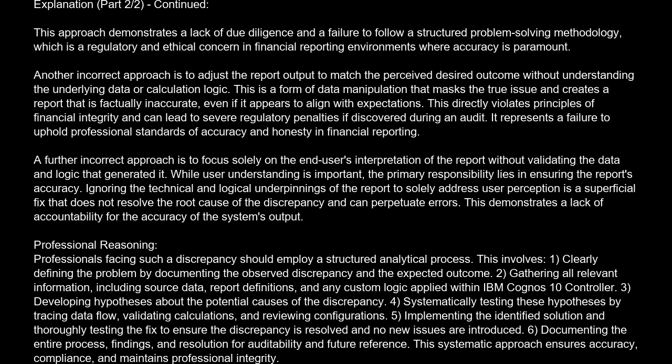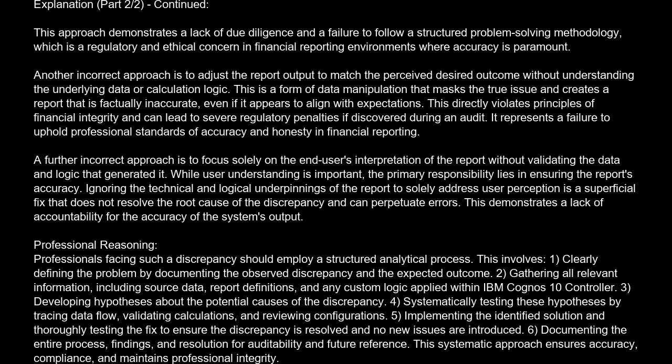Professional reasoning. Professionals facing such a discrepancy should employ a structured analytical process. This involves: 1. Clearly defining the problem by documenting the observed discrepancy and the expected outcome. 2. Gathering all relevant information, including source data, report definitions, and any custom logic applied within IBM Cognos 10 Controller. 3. Developing hypotheses about the potential causes of the discrepancy. 4. Systematically testing these hypotheses by tracing data flow, validating calculations, and reviewing configurations.